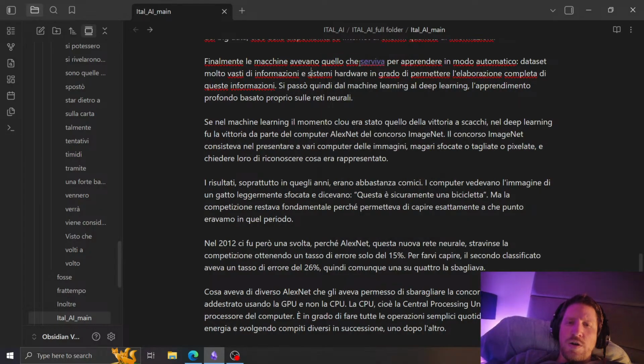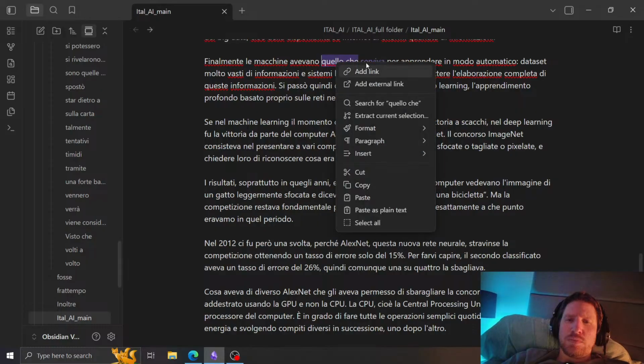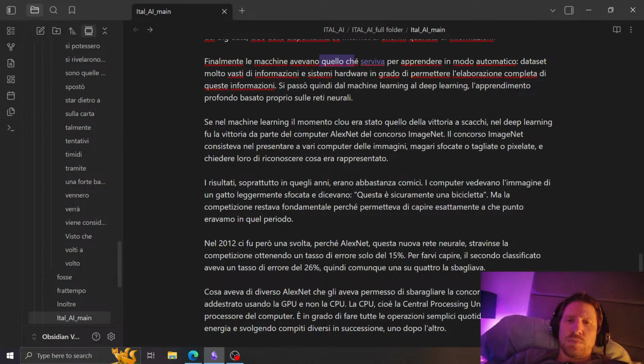So another quello che that I don't understand. So finally the machines had, but quello che, what does that mean here? Good point. So quello che means what or that which. In this sentence, it's saying finally the machines had what they needed. So quello che serviva is what was needed. It's just pointing to that essential thing.